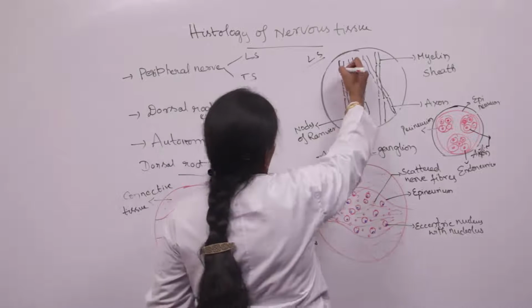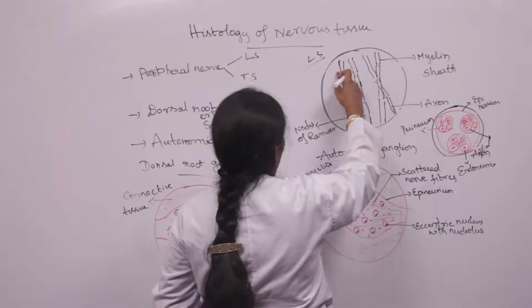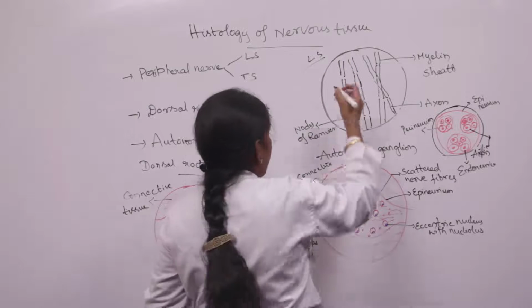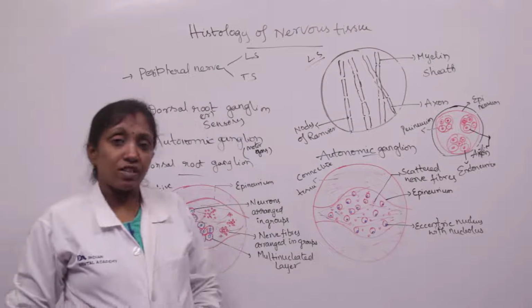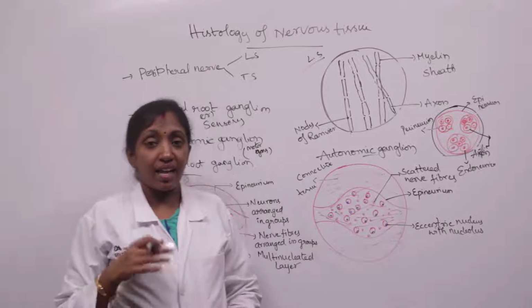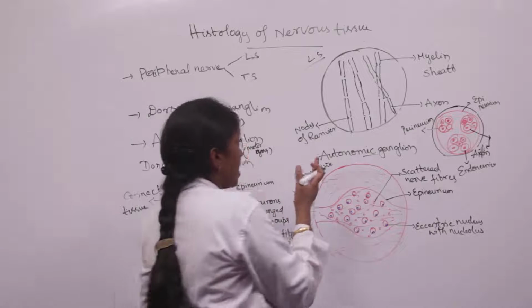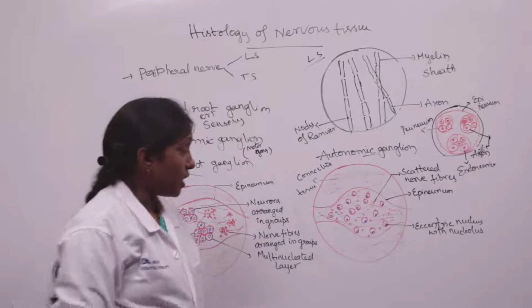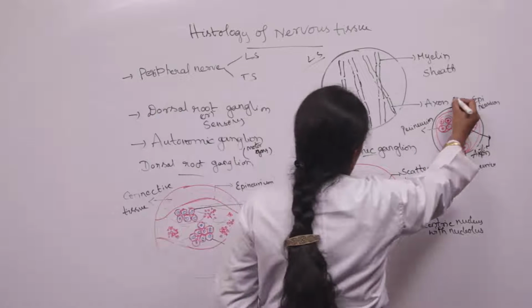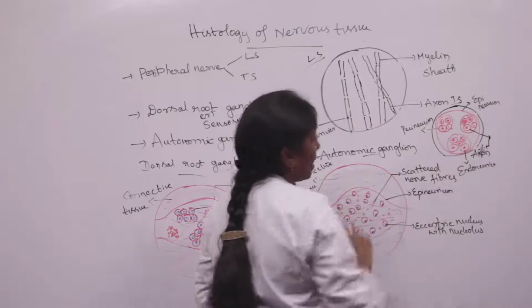Okay, so at the nodes of Ranvier, the outside layer we call the neurolemma layer. We can't see it here. It comes in direct contact with the axon, and the axon consists of neurofibrils as well as the axoplasm. So this is the peripheral nerve longitudinal section. And coming to the peripheral nerve transverse section. This is the transverse section of the peripheral nerve.